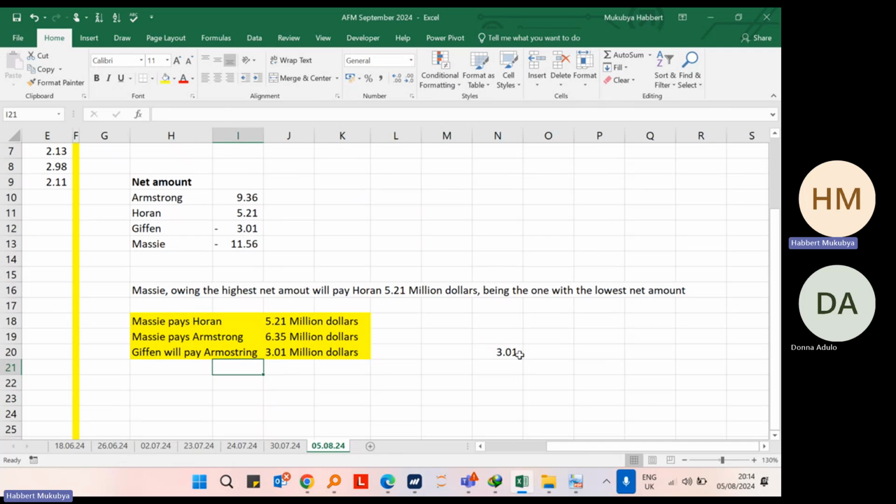So at the end of the day, everybody has received their fair share. This is what we call netting.